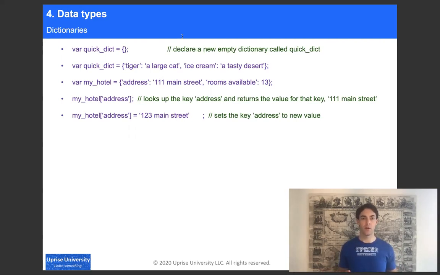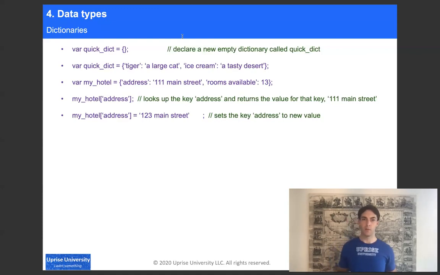So first off, in order to declare a dictionary, you basically just use the same syntax as you do for any other variable. You do var, and then the name of the dictionary, and then curly brackets. The curly brackets are what make it unique compared to other data types. To declare a dictionary with actual content in it, you can see here in this example, there's tiger as the key, then colon, a large cat, that's the value, and then comma, and then another key value pair. In this case, ice cream, and then colon, a tasty dessert, closed curly bracket, and then semicolon.